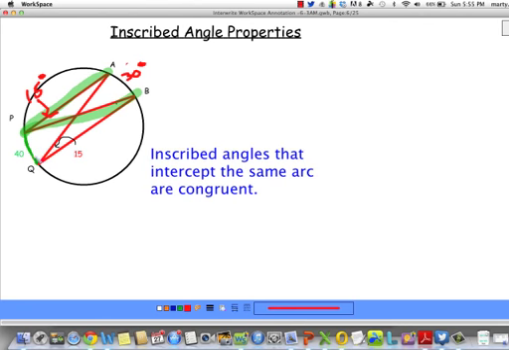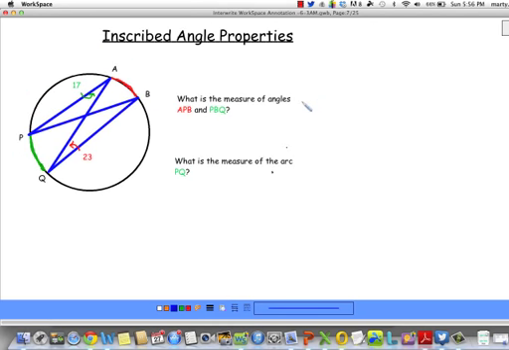The other one, if this green arc right here is 40 degrees, then we're going to be able to find PAQ and PBQ. If PAQ intercepts this arc, this has got to be 20 degrees, and PBQ would also have to be 20 degrees. So if an inscribed angle intercepts the same arc, they're going to be congruent to one another. Another example, if PAQ is 17 degrees, arc PQ has to be 34 degrees. If this is the intercepted arc, we cut it in half, 17 degrees. Again, they're intercepting the same arc, they have to be congruent to one another.